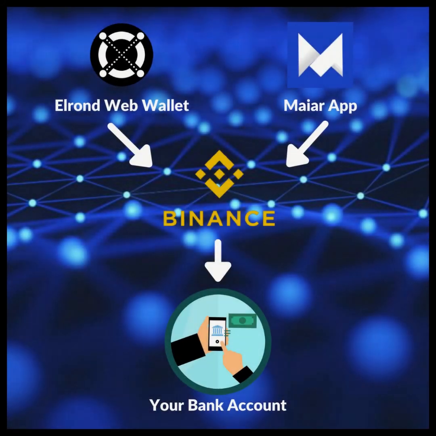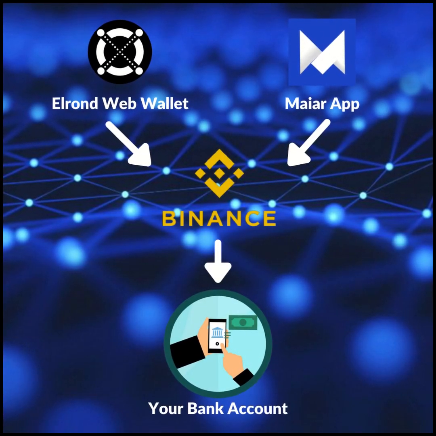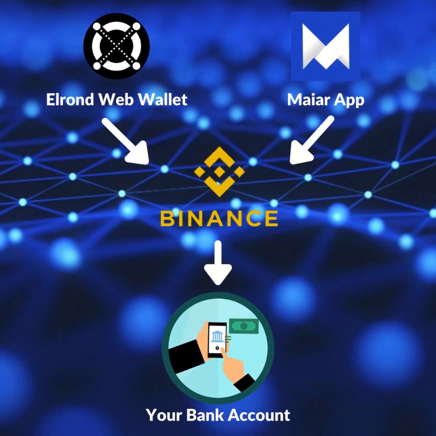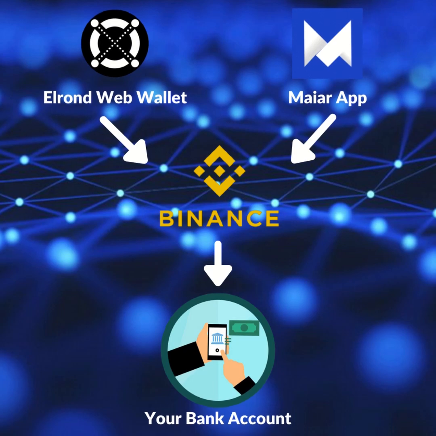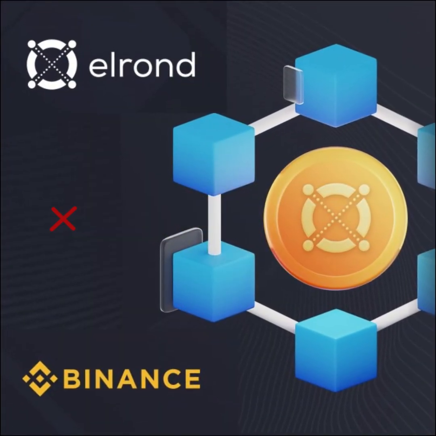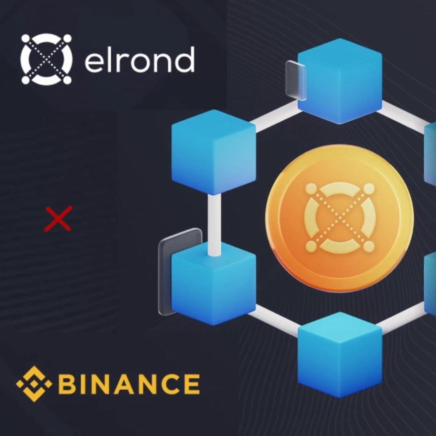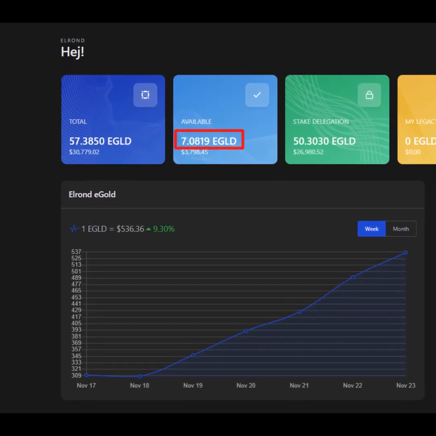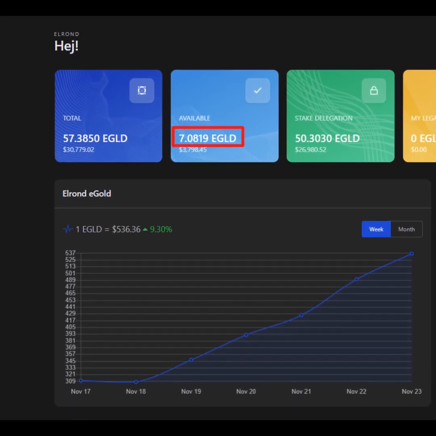I just wanted to make a quick step-by-step tutorial on how to withdraw your EGLD from your web wallet or Maiar app into Binance and then cash out to your bank account. I chose Binance because it's the biggest centralized exchange and has an open, trusted collaboration with Elrond network. So the first step would be to have your EGLD unstaked, ready in your web or Maiar wallet.